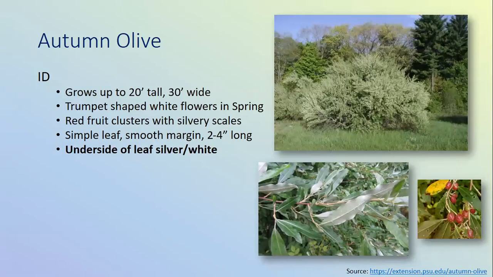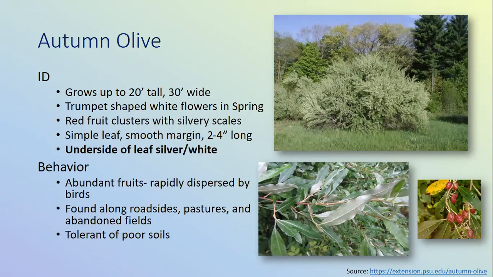So autumn olive is another one. This is a very distinct shrub, very easy to identify. It grows up to about 20 feet tall and it gets pretty wide. It's about 30 feet wide. They have trumpet-shaped white flowers in the spring, and they also produce these little olives that are red fruit clusters you can see in that photo there with silvery scales on them. It's very distinctive to them. They also have a very simple leaf, and I highlighted one of their most easily identifiable characteristics is that the underside of their leaf is a silvery white color, so it shimmers in the sunshine.